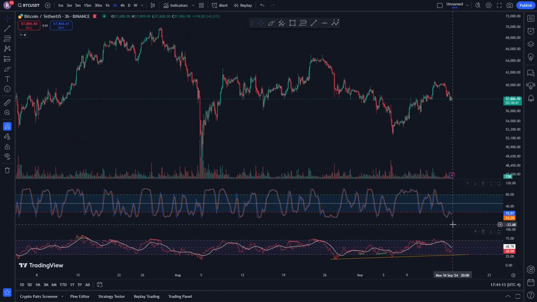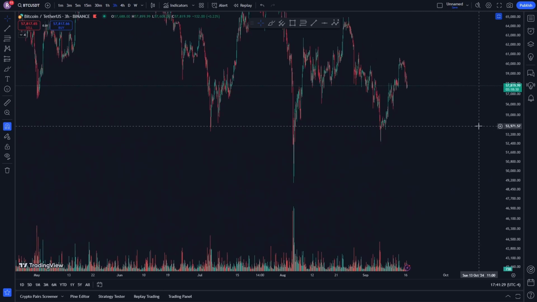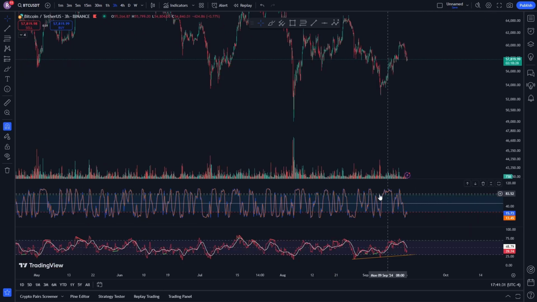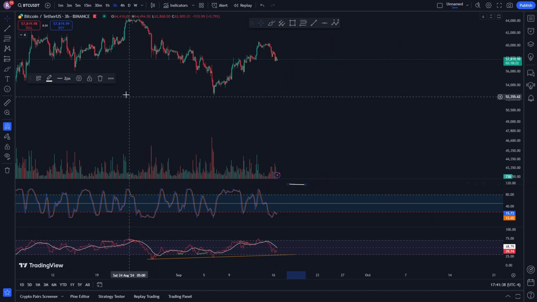And we can see stochastic still has a little bit more room to go. Remember, when both RSI and stochastic become oversold, that's a good indication of an upcoming bounce or reversal. If it's the opposite, if both RSI and stochastic are overbought, there's going to be a rejection coming and a correction following it.